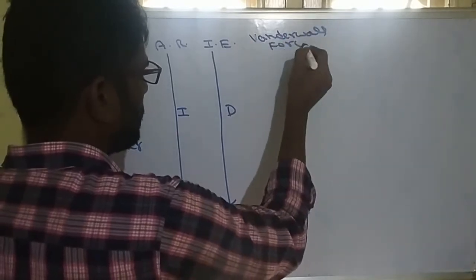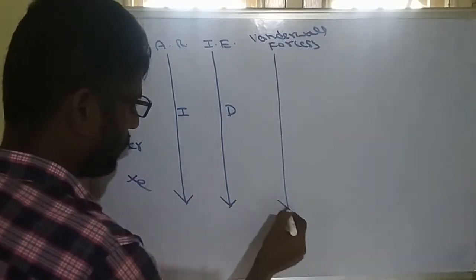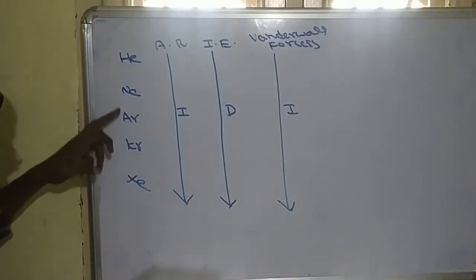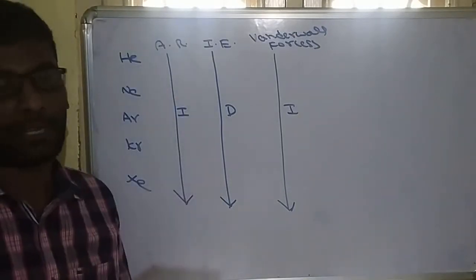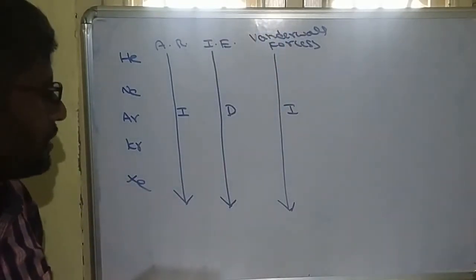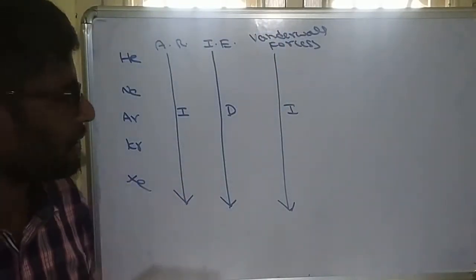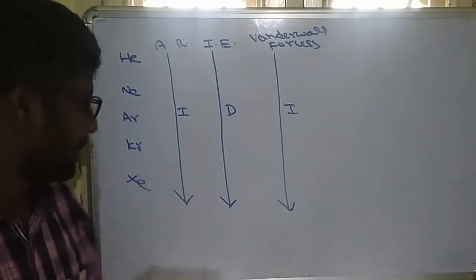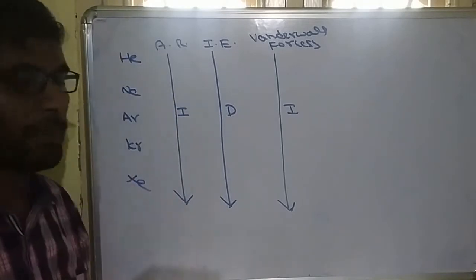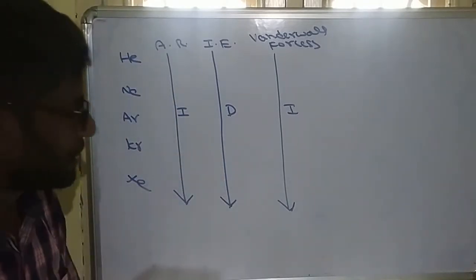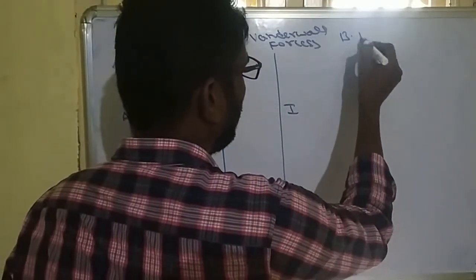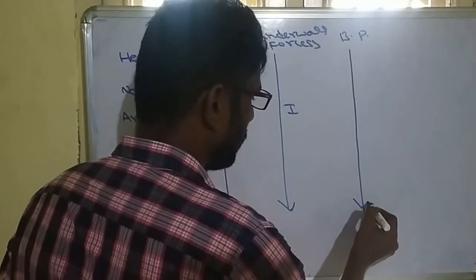van der Waals forces. These van der Waals forces increase from top to bottom. Why? Because the atomic radius increases from top to bottom, which means surface area increases. Van der Waals forces are physical forces which depend only on surface area. Since surface area increases top to bottom, van der Waals force also increases. So xenon has high intermolecular forces, whereas helium has low intermolecular forces.